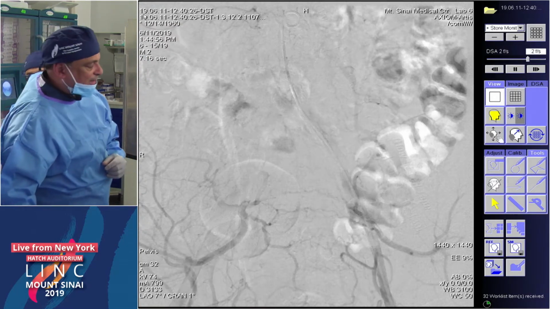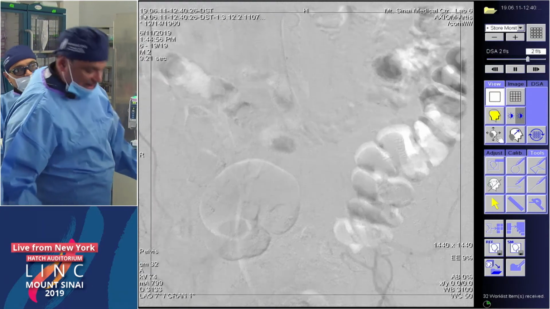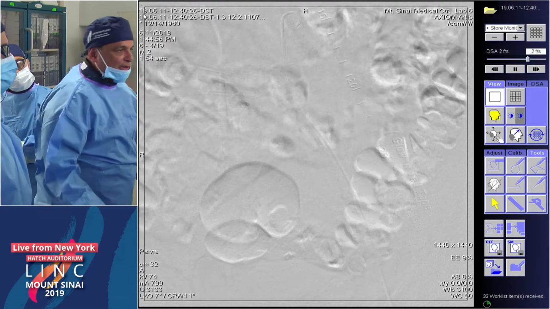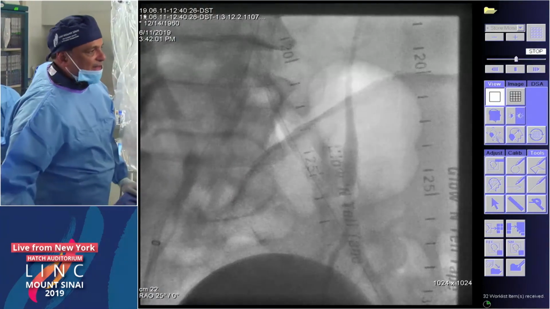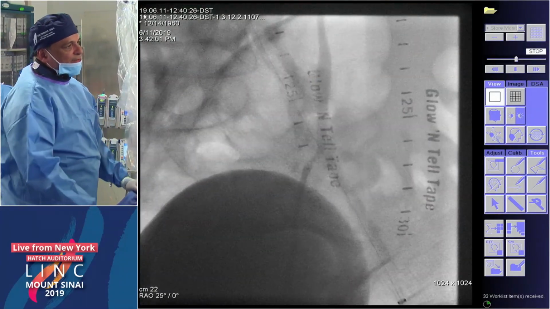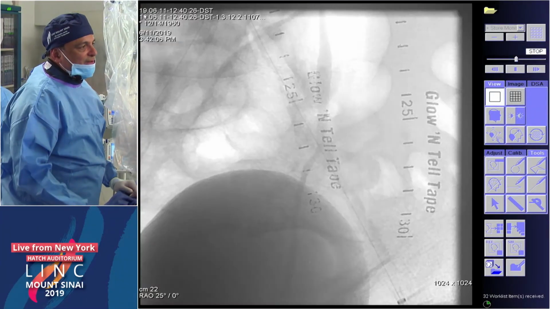So what I'm going to do now is take an injection from the left side, and I want to show you the actual bifurcation, so you can tell us whether you think we'll get away without touching the hypogastric. Inject.